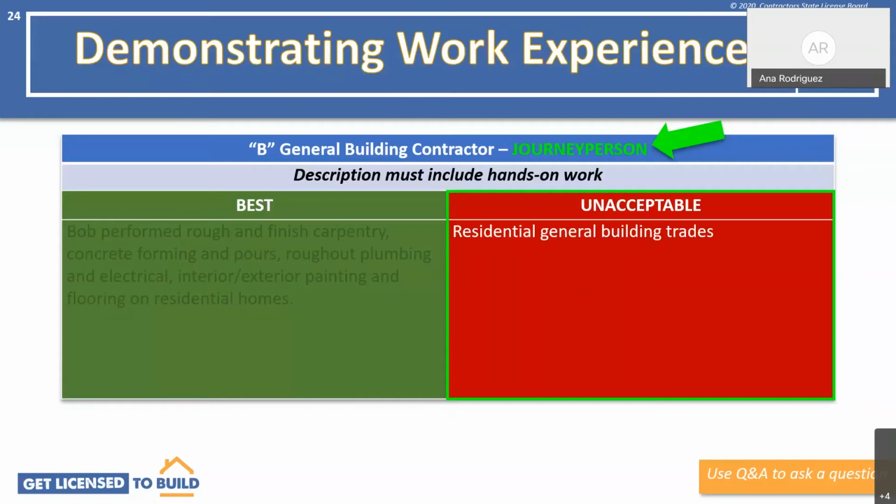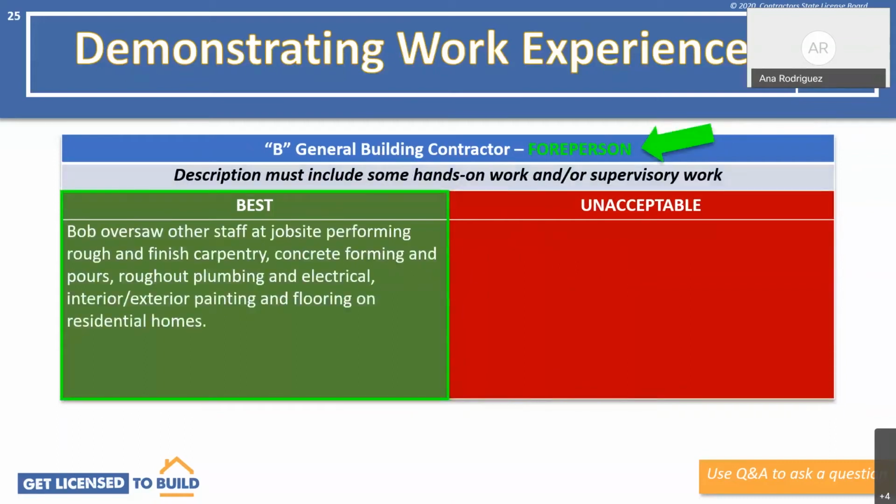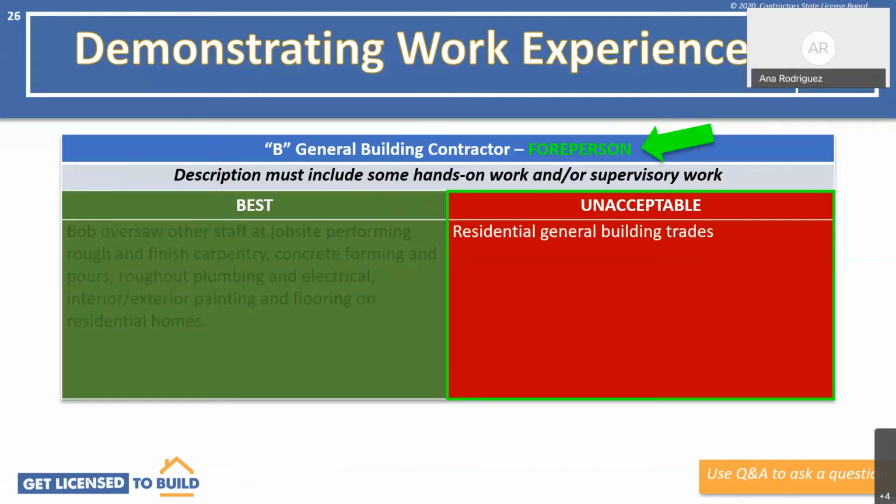Residential general building trades. For foreman experience, the description must include some hands-on work and/or supervisory work. Here's an example for the best type of description. Bob oversaw other staff at job sites performing rough and finished carpentry, concrete forming and pours, rough out plumbing and electrical, interior exterior painting, and flooring on residential homes. Again, something unacceptable would be something more generic, something like this.